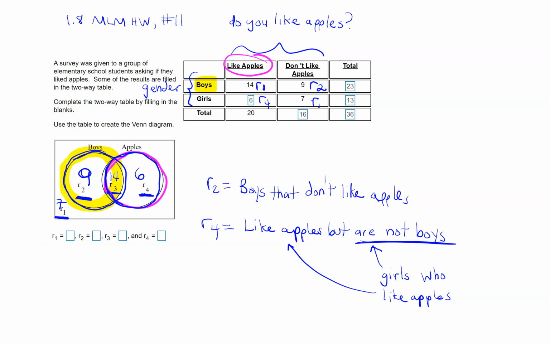And just a quick note, only the 4 numbers inside the two-way table get translated into the Venn diagram. The totals never go into the Venn diagram. Only those 4 interior numbers.